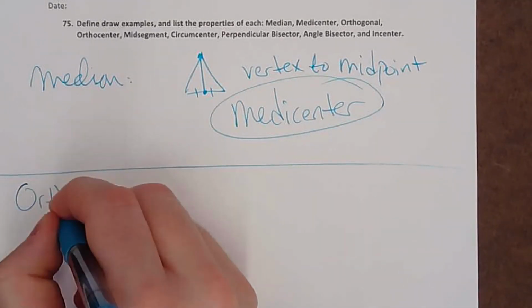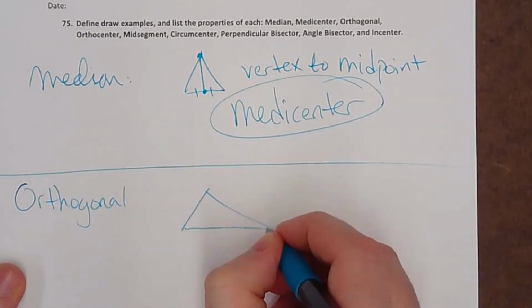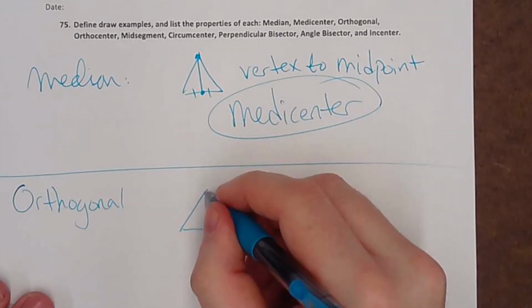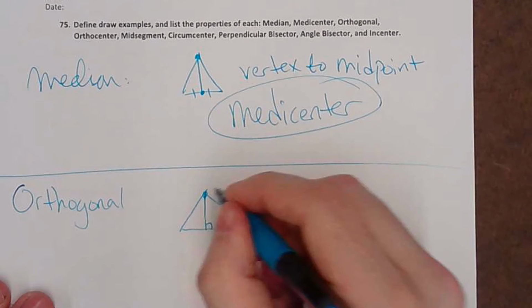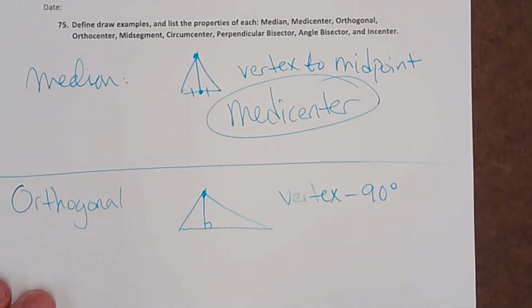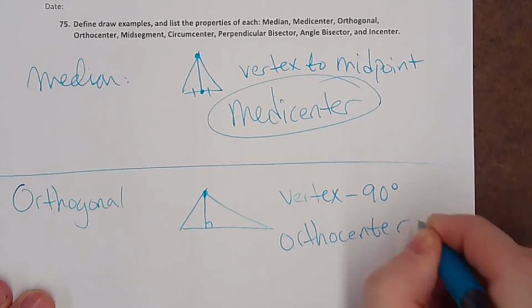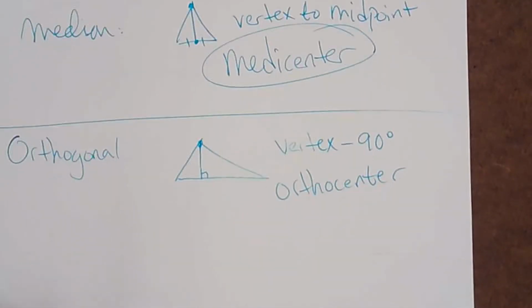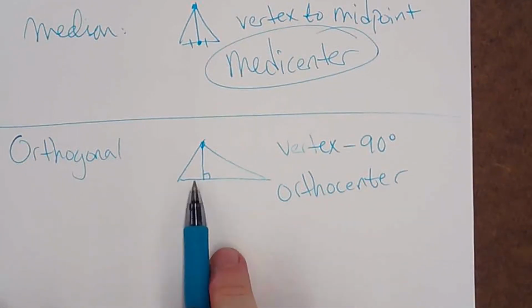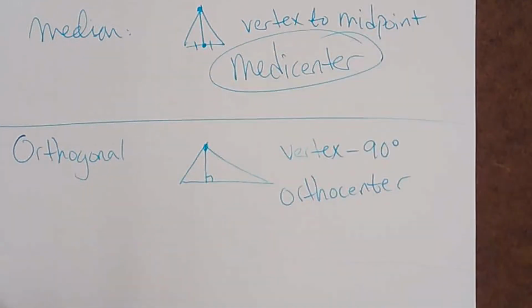An orthogonal is vertex to 90. And they intersect at the, you guessed it, the orthocenter. Is this a bisector? It is not. I did not say it had to be, right? It's just vertex to 90.